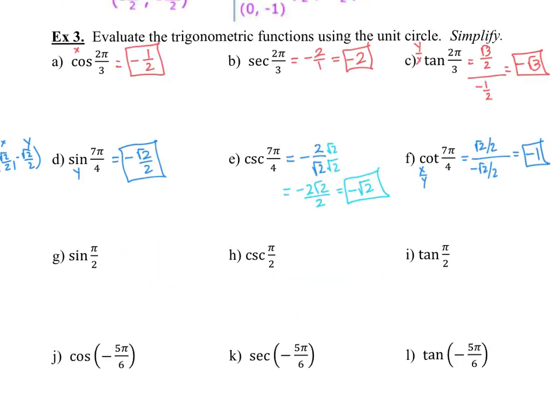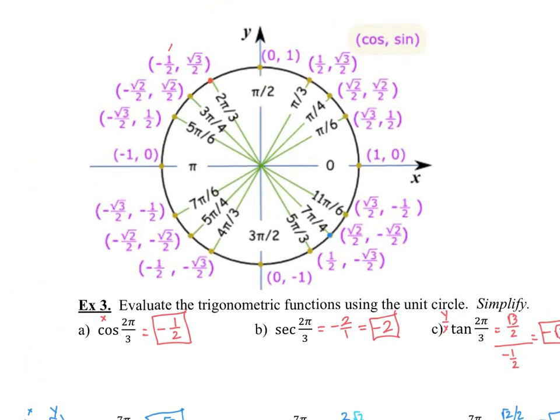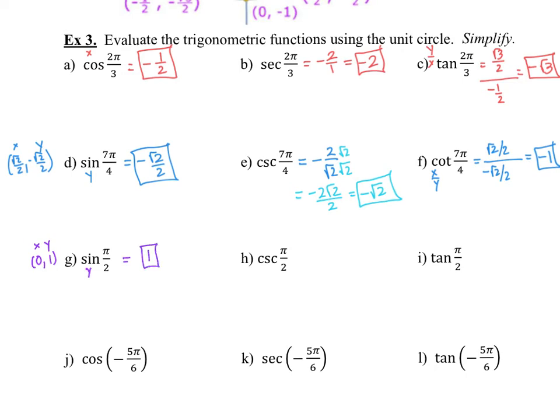Okay, the next one is at pi over 2. Pi over 2 is one of the easiest ones to memorize, but let's go back. Pi over 2 is up at the top. The ordered pair up at the top is 0, 1. So let me write down the ordered pair as a note, and then we'll try to evaluate it. The ordered pair is 0, 1, so the x is 0, the y is 1. The sine is the y value, so the sine of pi over 2 is just 1. If I want the cosecant of pi over 2, that's the reciprocal of sine. So if I flip 1, I get 1/1, which is still 1.